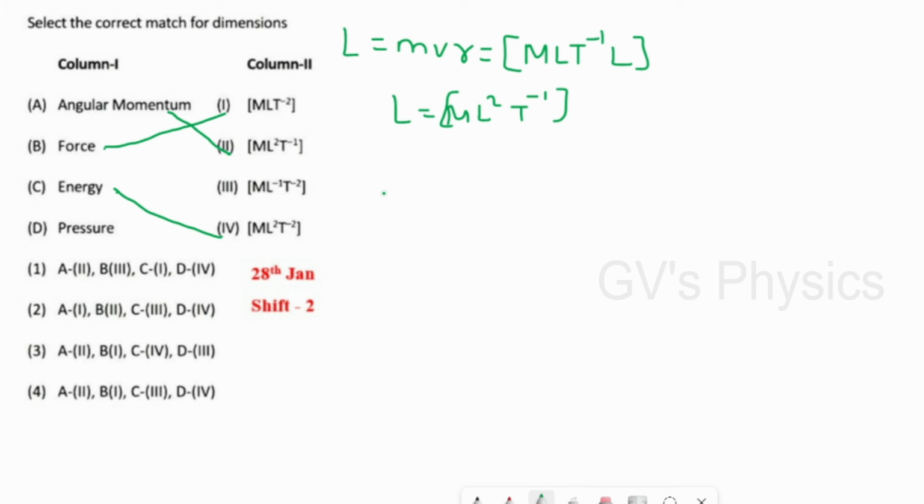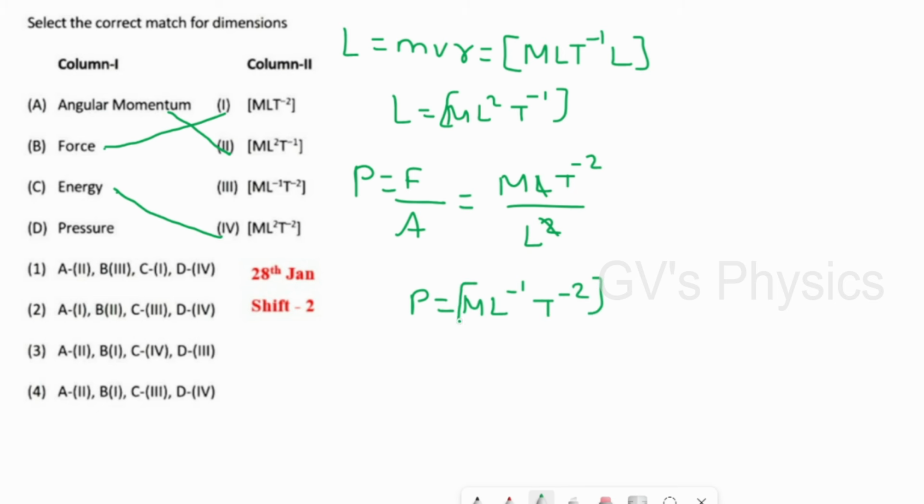And last one, pressure. For pressure, the formula is force by area. So already we know the dimension for force, that is M L T power minus 2. And for the area, it's L square. So L will get cancelled. So for pressure, it's M L power minus 1 T power minus 2. So you can see option D, that is D matches with 3. So from this we can check the option. Option 3 is the right answer.